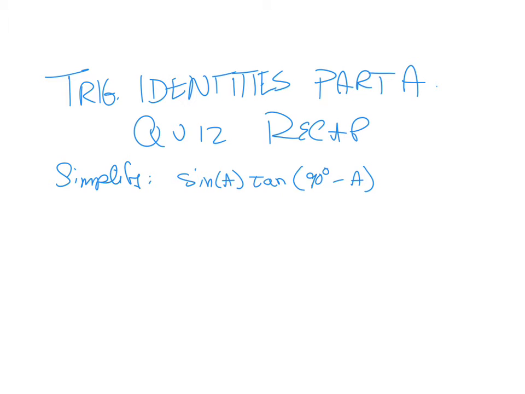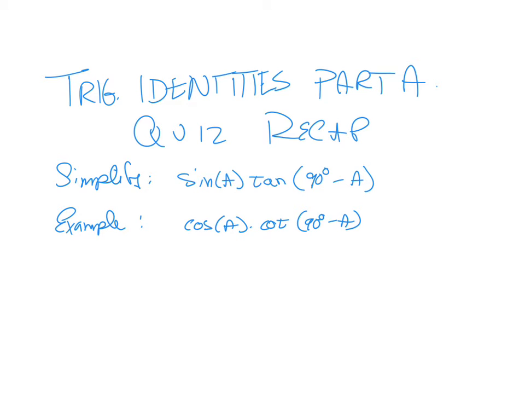So the question that I've written here is the question from the quiz. I'm not going to do that one. I'm going to do something different. So let me write down the question that I will do as an example. Cosine of A times cotangent of 90 degrees minus A. That's the one we're going to tackle.